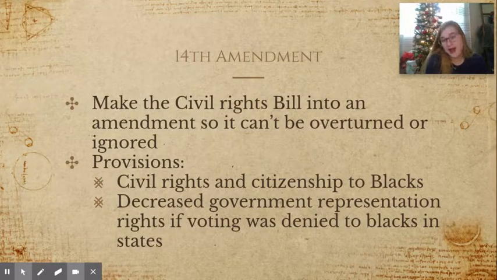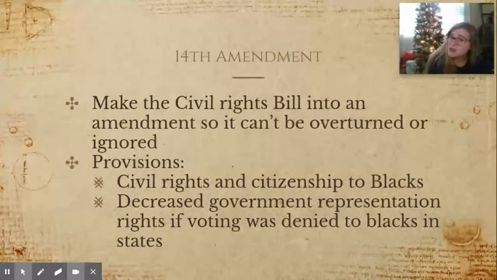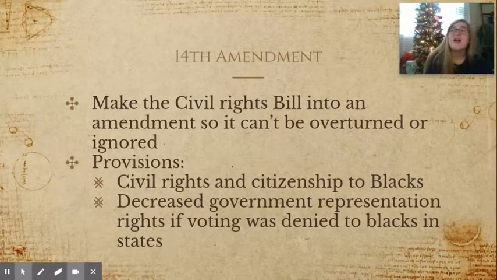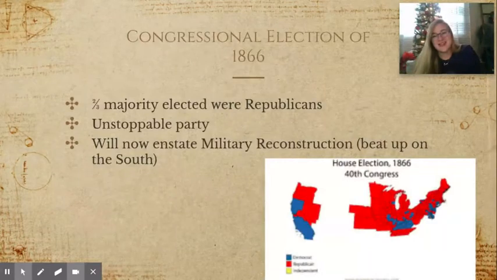But if you deny African Americans the right to vote, but still use them for representation purposes in your population count, that's not fair. And so this is a precursor to the 15th Amendment that will give African Americans the full right to vote, which they're denied still. We'll get to that. So 1866, there's a congressional election.